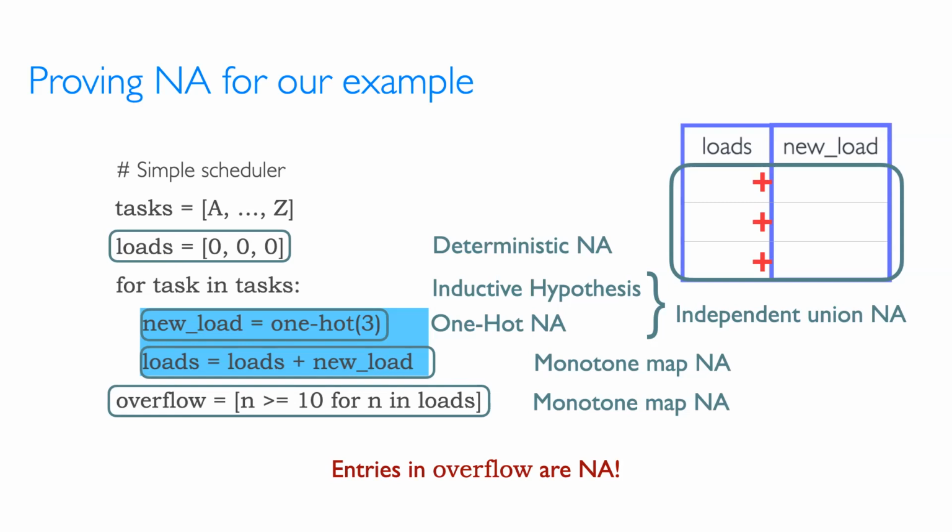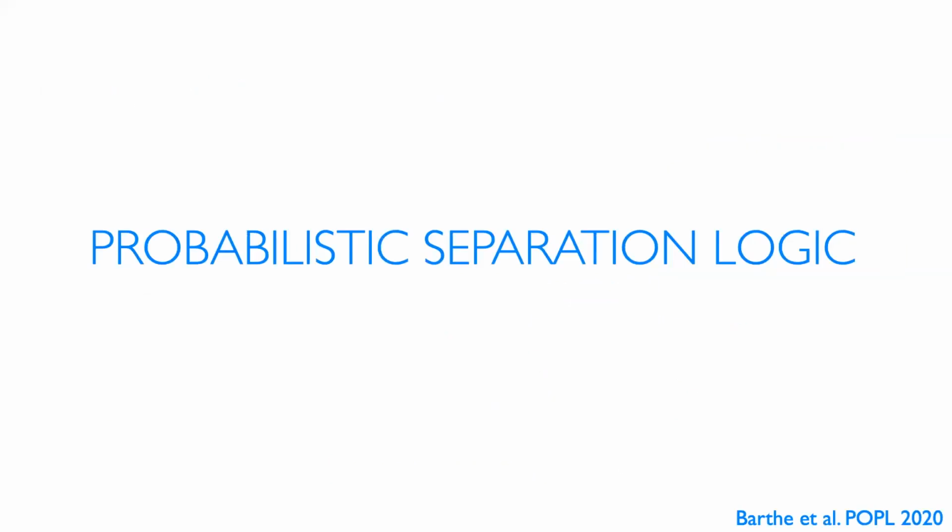Now, let's see how we can transform this into really formal reasoning. This is what we will do, but we want a rule to do this. To do this, I will start with probabilistic separation logic, which, as I said before, is a logic that people have looked at for reasoning about independence. And then from there, we move to our logic for negative association.